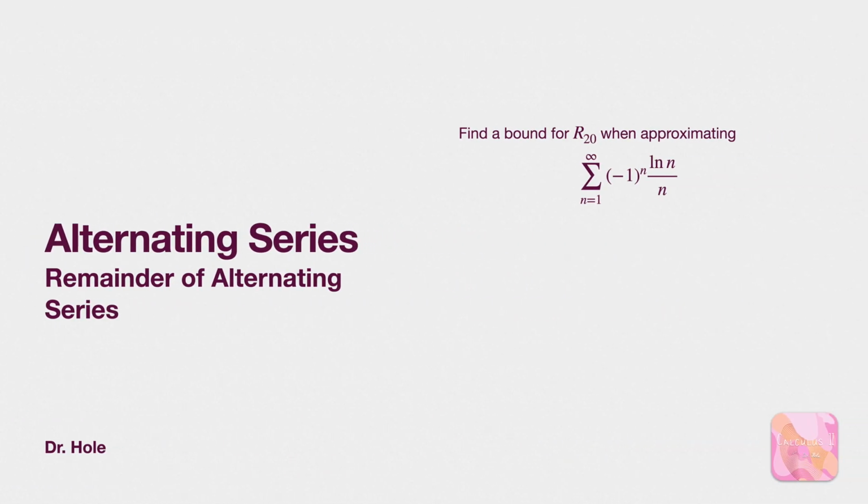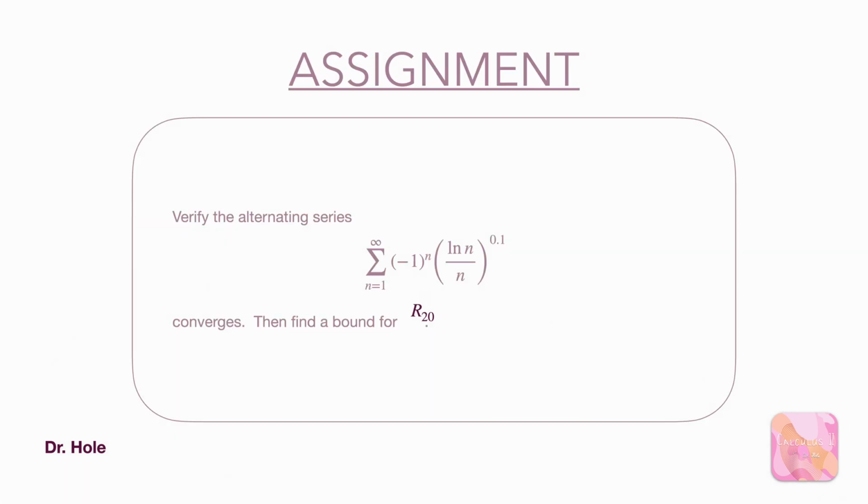Let's go back to our convergent alternating series where the b_n's are ln n over n. And then let's approximate the 20th remainder. Well, from our theorem, we can approximate the 20th remainder by letting n equal 21 in b_n. And then plugging this into a calculator, we can come up with approximately 0.145. Very nice.